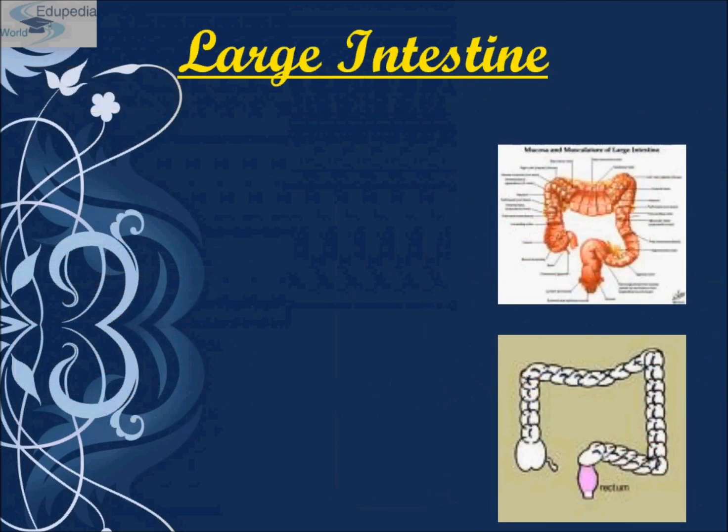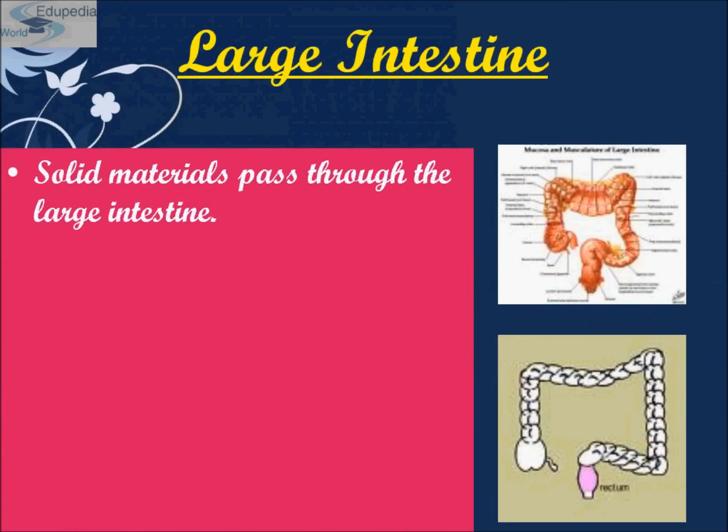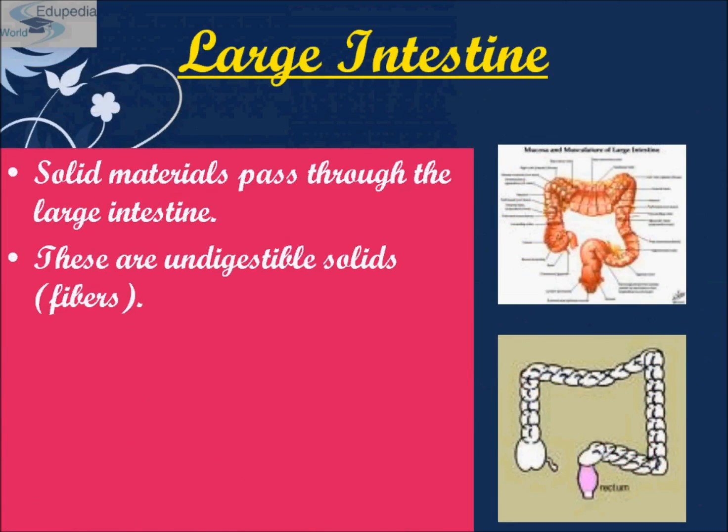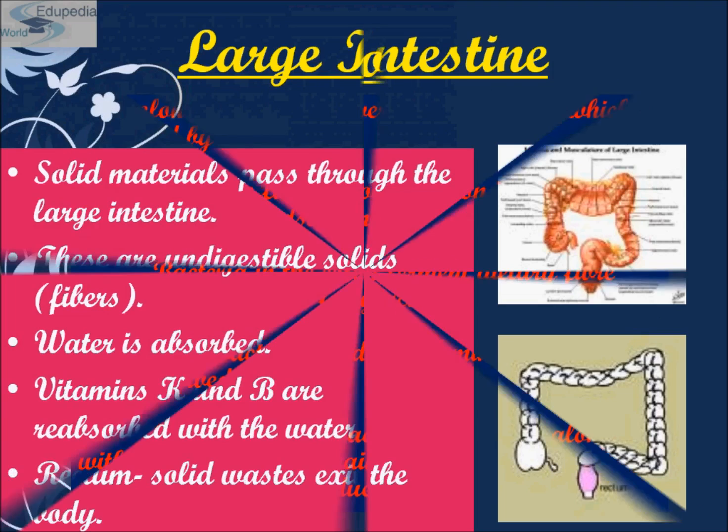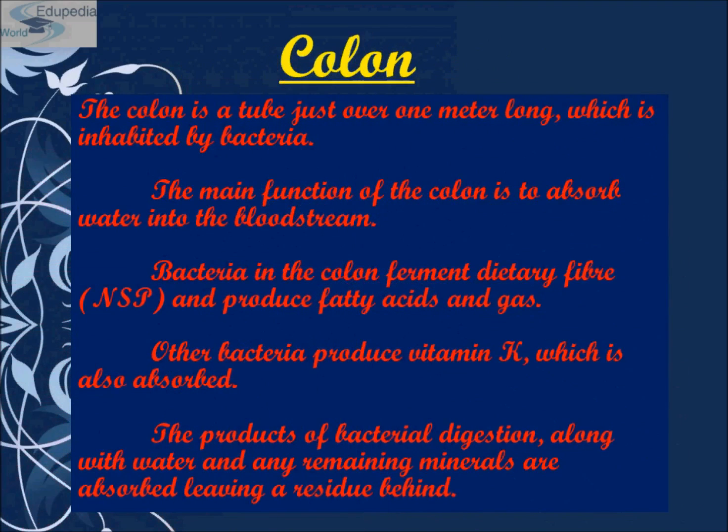Now comes the large intestine. Solid material passes through the large intestine. These are undigestible solids and fiber, and water is absorbed. Vitamin K and B are reabsorbed with the water. The rectum is where solid waste exits the body. Okay. And then comes the colon. The colon is a tube just over 1 meter long, which is inhabited by bacteria. The main function of the colon is to absorb water into the bloodstream.